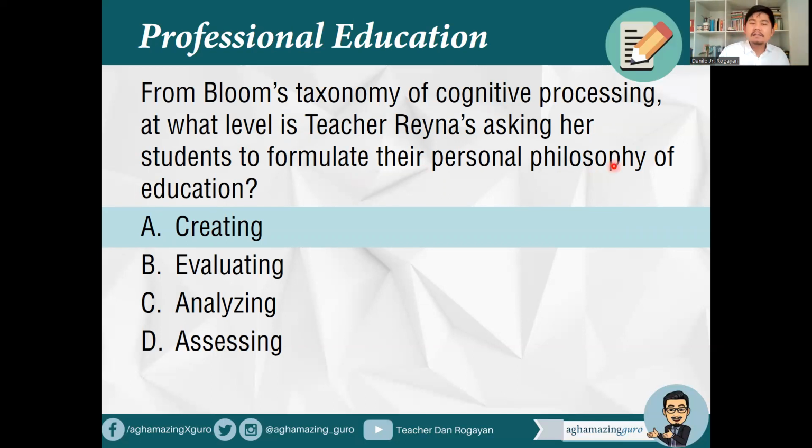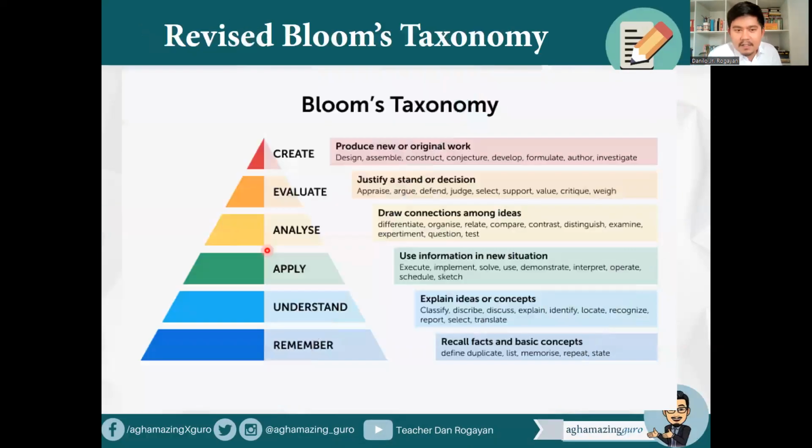And that connects to creating. Of course, in the revised Bloom's taxonomy, this is the highest level of the cognitive domain. As we can see here in our infographic, remembering is the lowest: you just recall facts and basic concepts. Understanding, you explain ideas or concepts. Applying, you use information in new situations, or how you are going to apply what you have learned in the classroom into the actual setting.